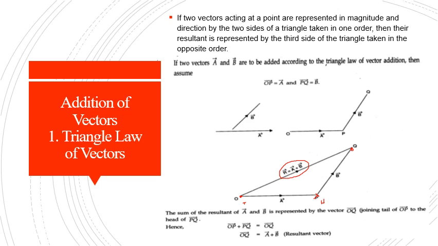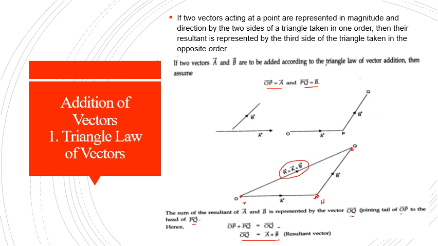So how can we represent OP? It is another vector we considered along A vector and PQ along B vector. The resultant of A and B is represented by the vector OQ joining the tail of OP to the head of PQ. So while adding these two vectors OP plus PQ, you will get OQ. This is nothing but the resultant vector OQ. So OQ equals vector A plus vector B. See, this is nothing but your triangular law of vectors.